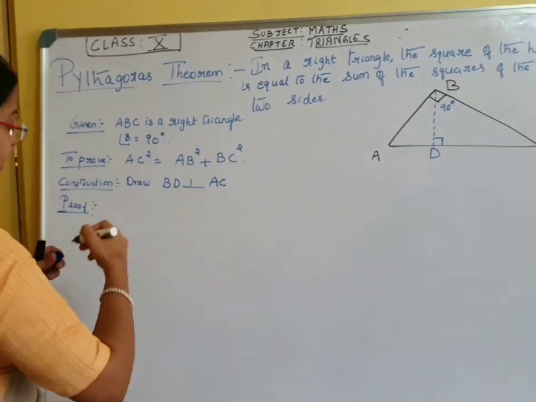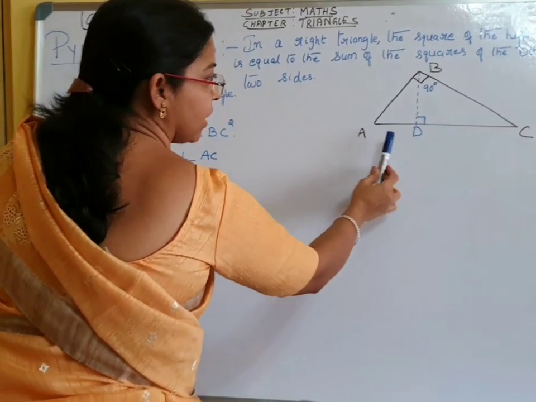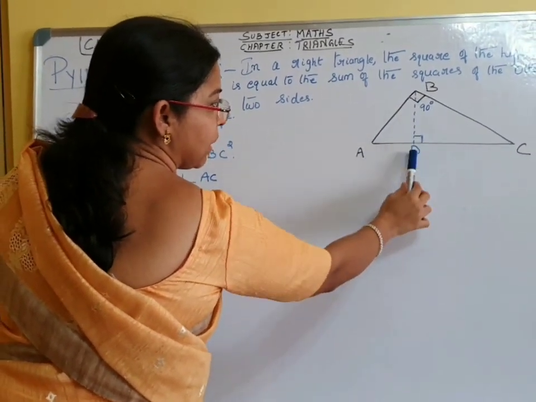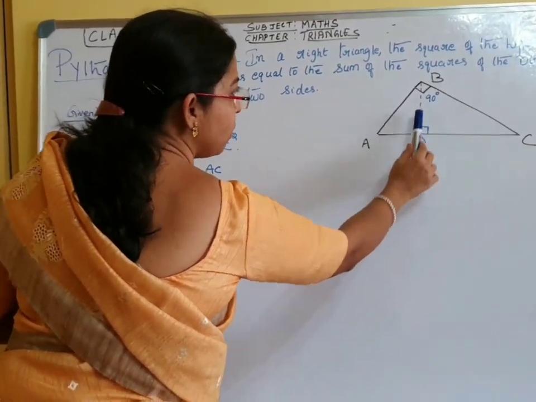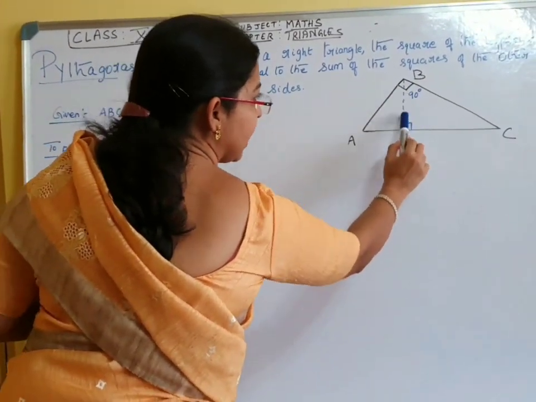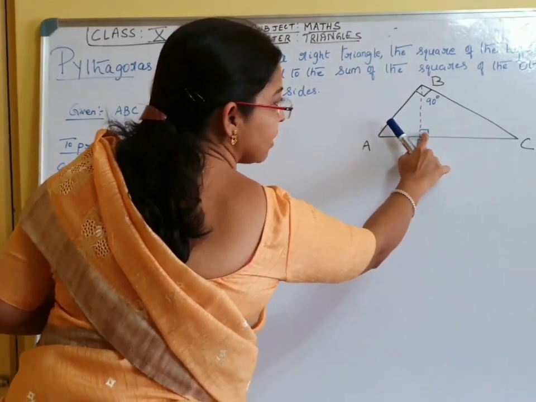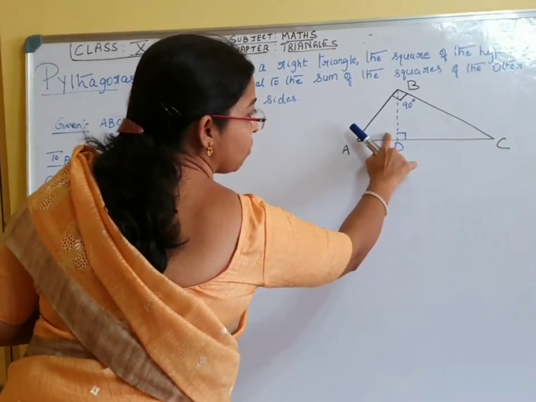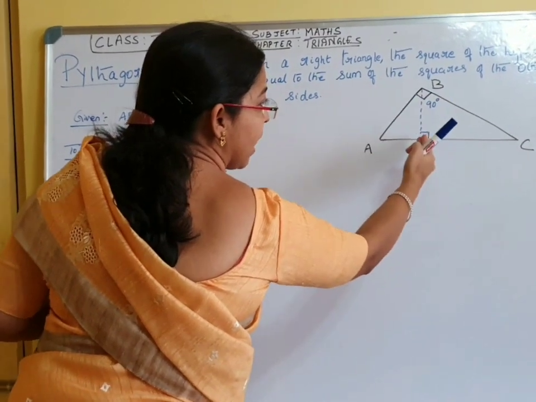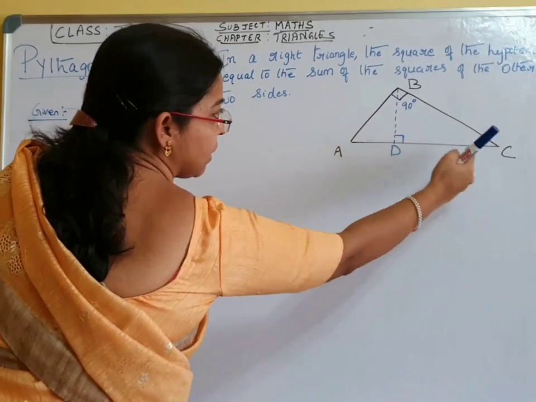There are three triangles. ABC is one triangle. After we drew the perpendicular line, we have two more right triangles formed, BDA and BDC, because at point D two angles of 90 degrees are formed. So we have two right triangles, BDA and BDC.